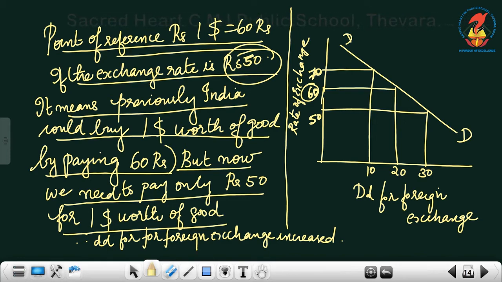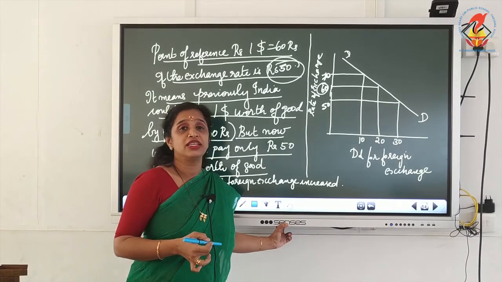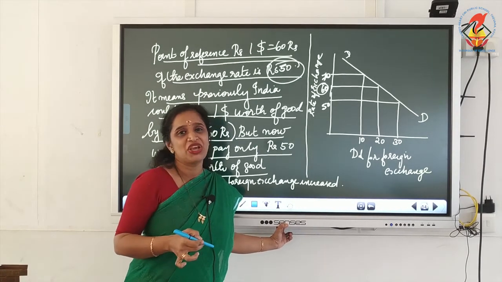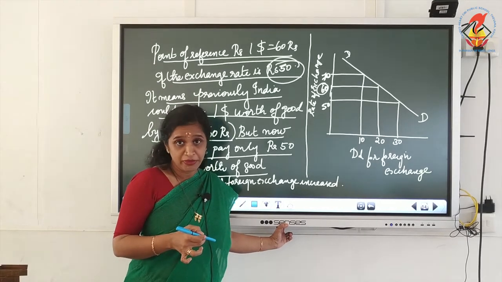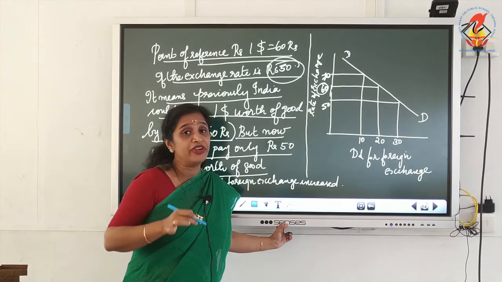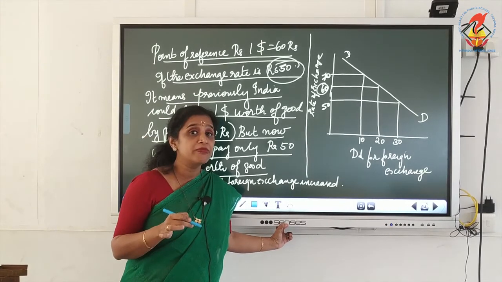What you can find here? $1 is equal to rupees 60 is the point of reference. From that point of reference, as $1 is equal to rupees 60, the value of Indian currency as per $1 has decreased to rupees 50. That means demand. From the point of view of demand, we have to explain who is demanding.